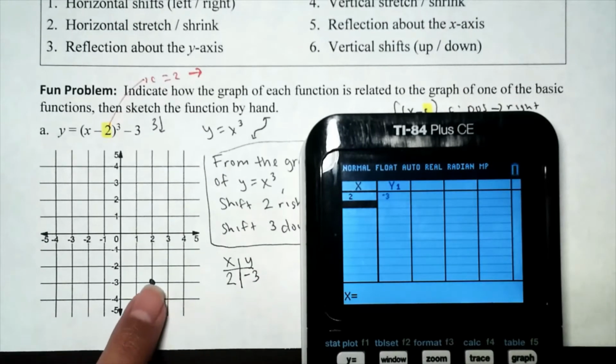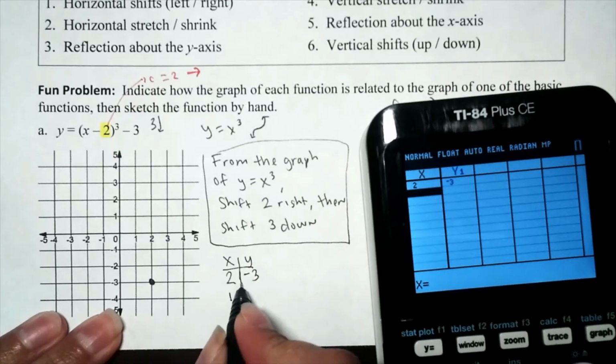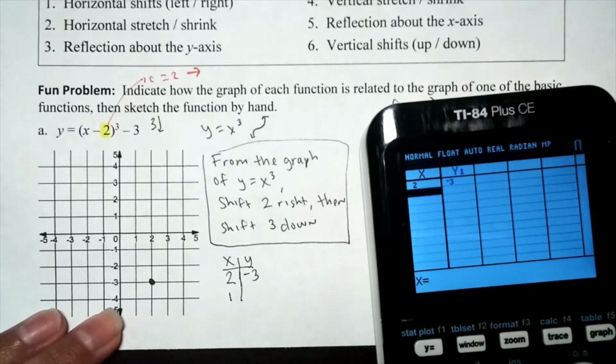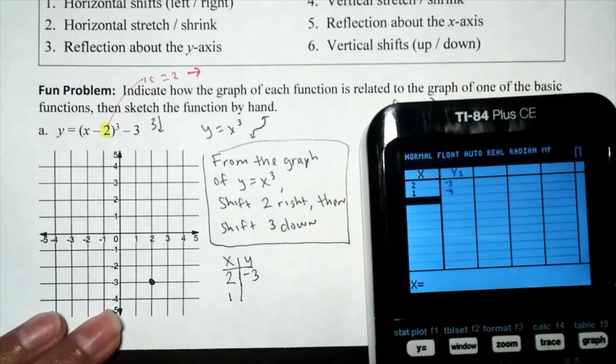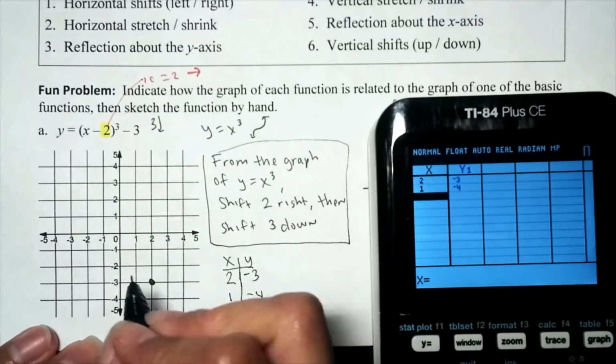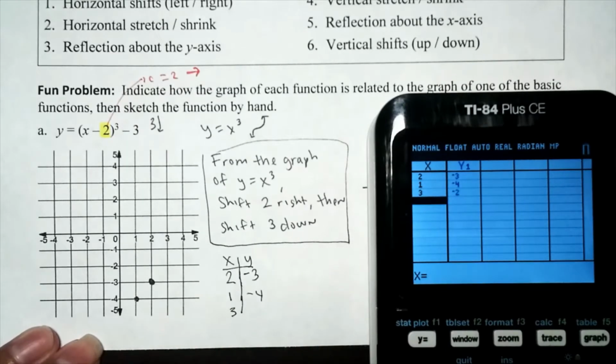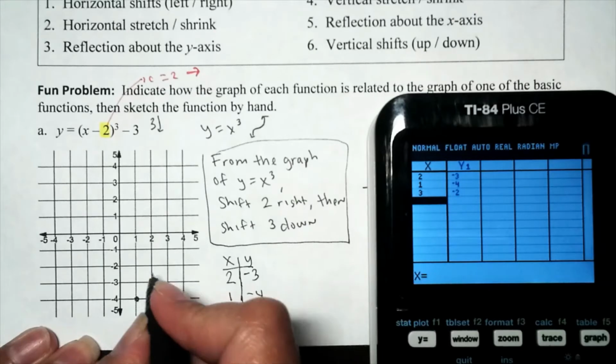So I would like to pick an x value to the left of 2. So we'll pick 1. When x is 1, you can do it by hand, but for the purpose of time, we'll punch it in. When x equals 1, y is negative 4. So let's locate that: 1 to the right, 4 down. And let's pick an x value to the right of x equals 2. So we'll pick 3. When x is 3, that will give us y equals negative 2.